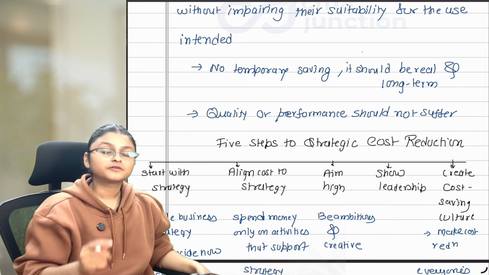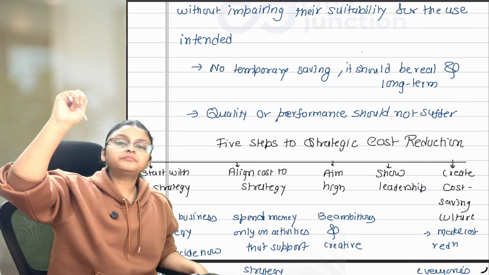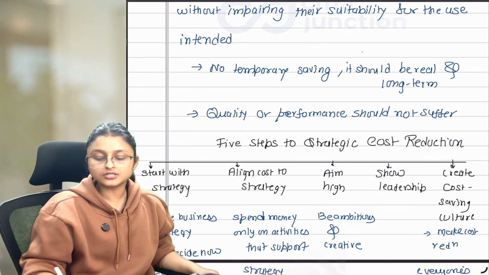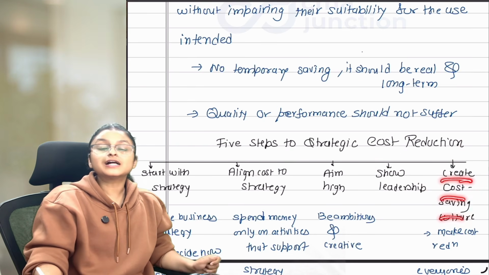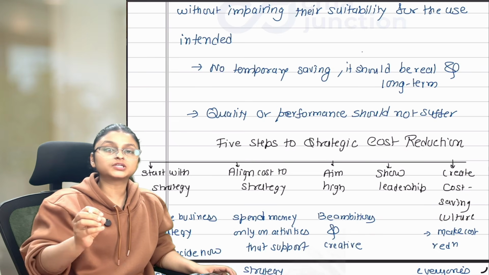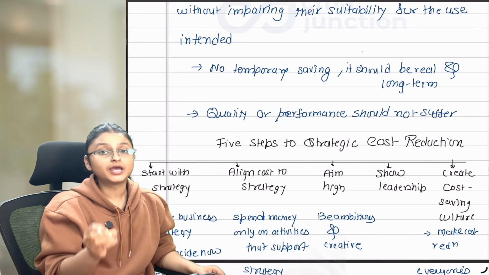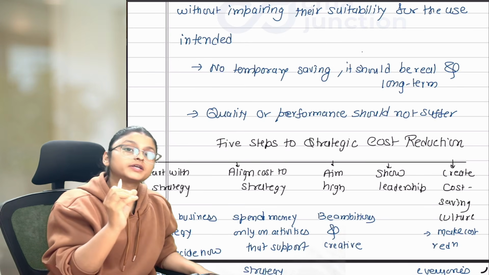Make sure you are not incurring any bad cost and you are focusing only on the good cost. Next, aim high. When you are reducing your cost, make sure your aim is high and be ambitious and creative for the same. Show leadership, because without leadership you will not be able to reduce cost permanently. Create a cost saving culture in the organization. Make sure you are involving everyone and making everyone responsible for cost reduction. And if an employee is able to reduce the cost, make sure you are rewarding them.